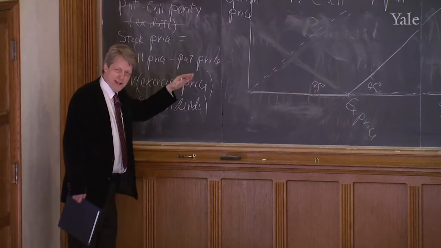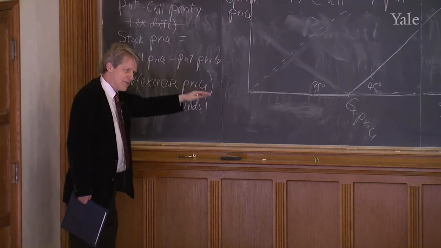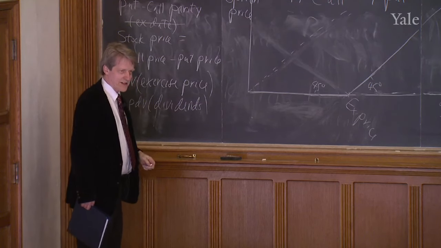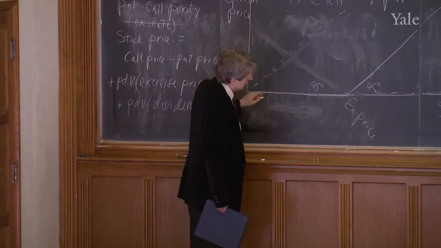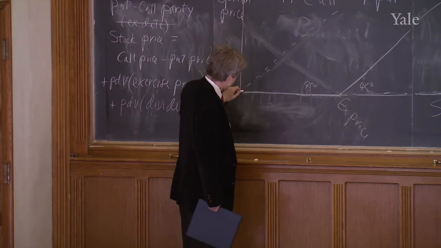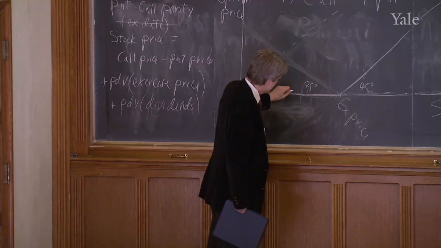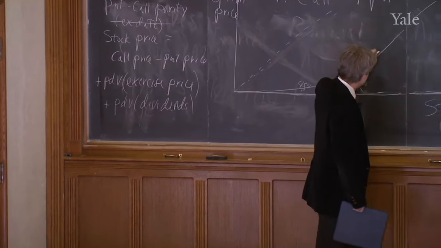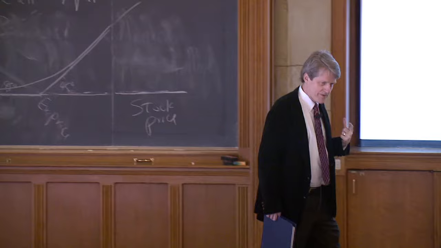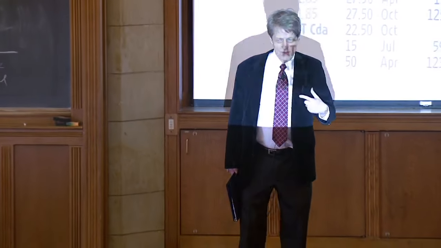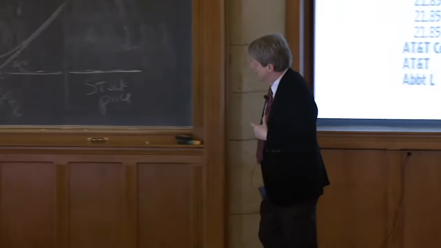And the closer you get to the last day, the closer the option's price will get to that curve. So on some day before the exercise date, the call option price will probably look something like that. It's above the broken straight line because of option value.